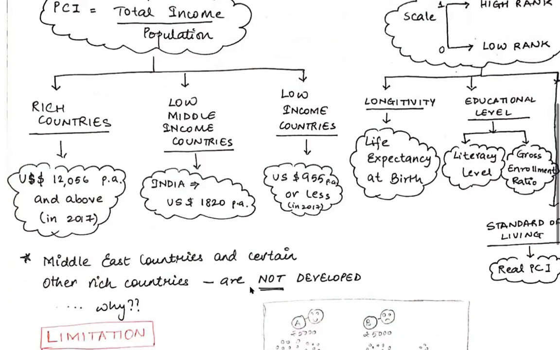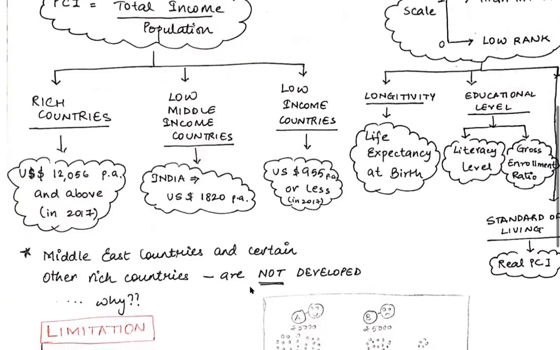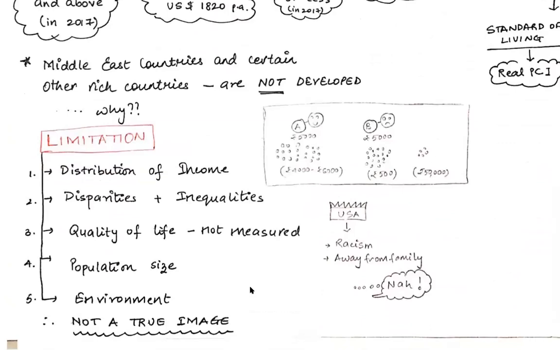But given the classification, we have some limitations of the World Bank criteria, or we can say of per capita income. Number one is the distribution of income. Here's a small case study that I've given you. This is country A, where the per capita income is 5,000 rupees. And then there's country B, again with a per capita income of 5,000 rupees. So you would say both country A and B are equally well off, right? They are both developed, but we cannot say so. Let's look at the classification of the income. Here, all the people in country A earn about 4,000 to 6,000 rupees, so income is equally distributed among all these people.